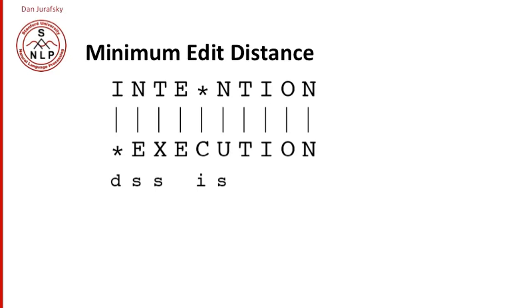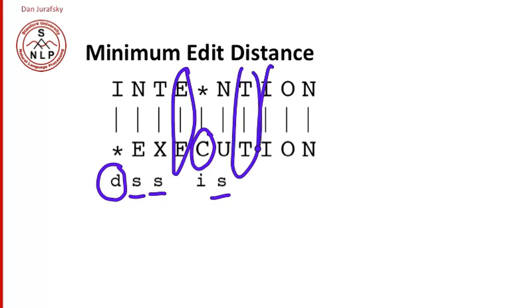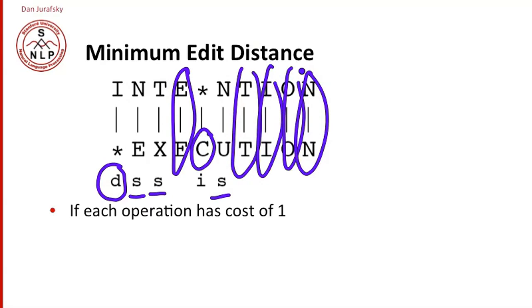We can think about this alignment as having a set of operations that generated the alignment. So here, to turn intention into execution, we have to delete, D for delete, an I. We substitute an N for an E, substitute a T for an X, insert a C, substitute an N for a U, and the rest of the letters, the E, T, I, O, N, are all the same. So the edit distance, if each operation is 1, is 5. We had to do 5 things to turn intention into execution.